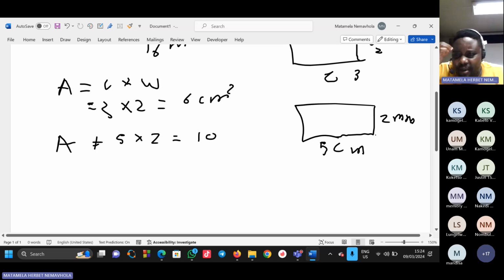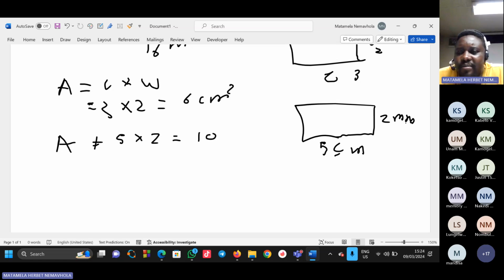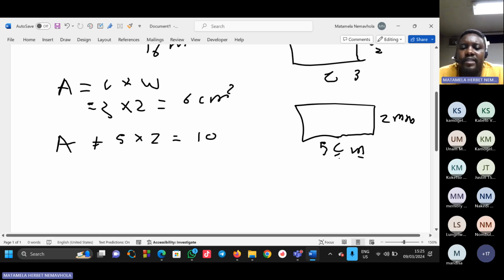So the most important part is when you will have to know how to convert centimeters to millimeters. You must convert them in such a way that they will be in the same unit. When we say unit, we mean you will either convert them both to centimeters or both to millimeters. Sometimes the question can tell you that your area must be in terms of millimeters or in terms of centimeters.